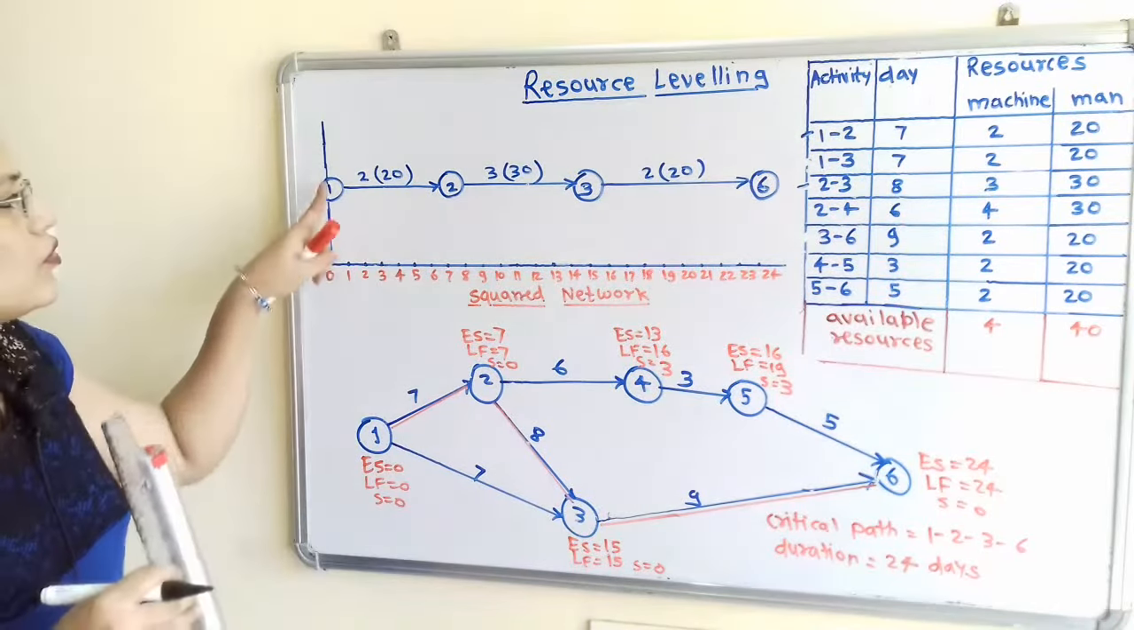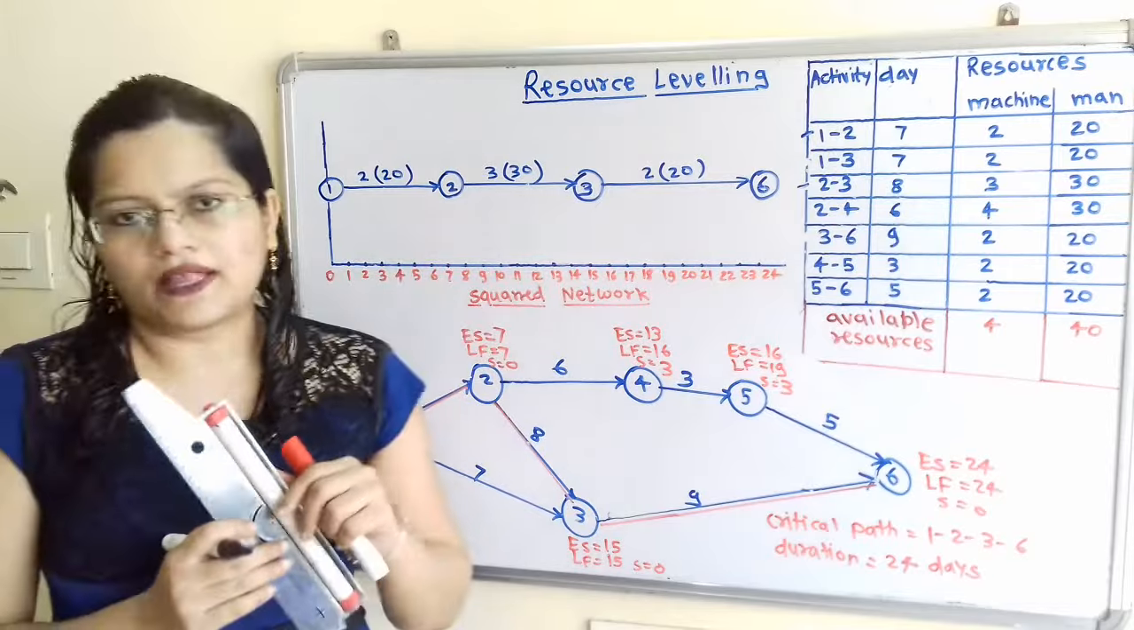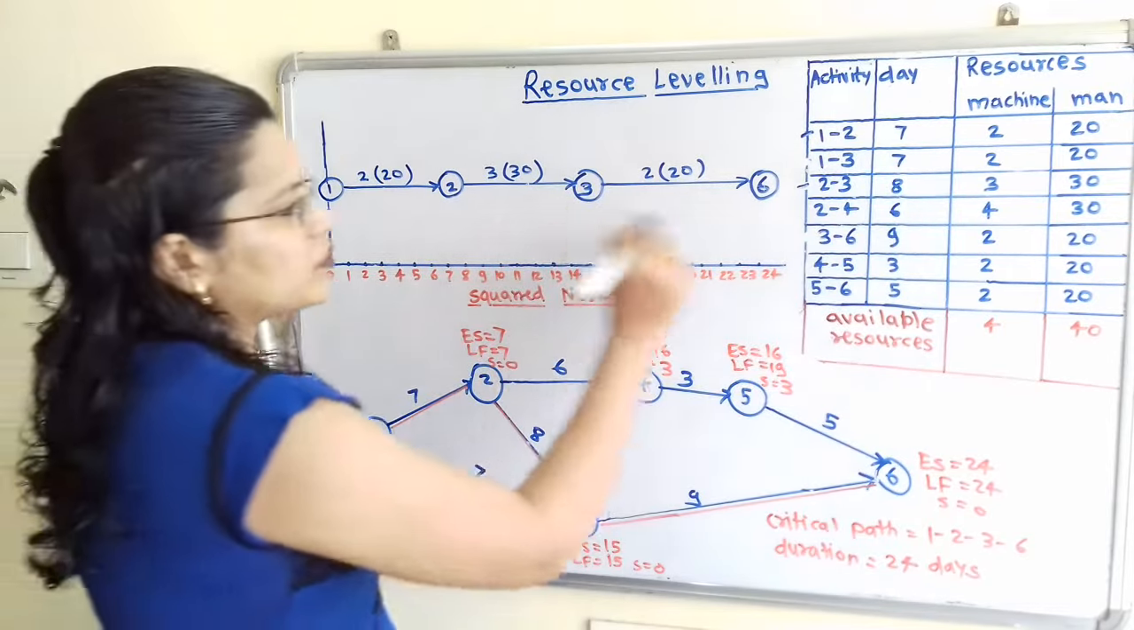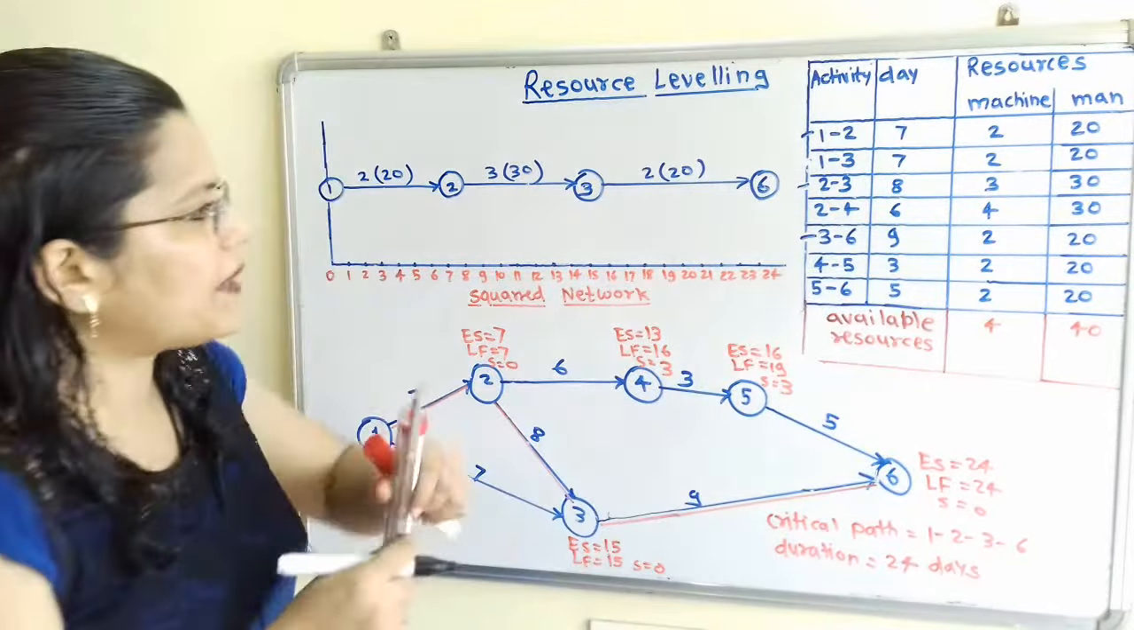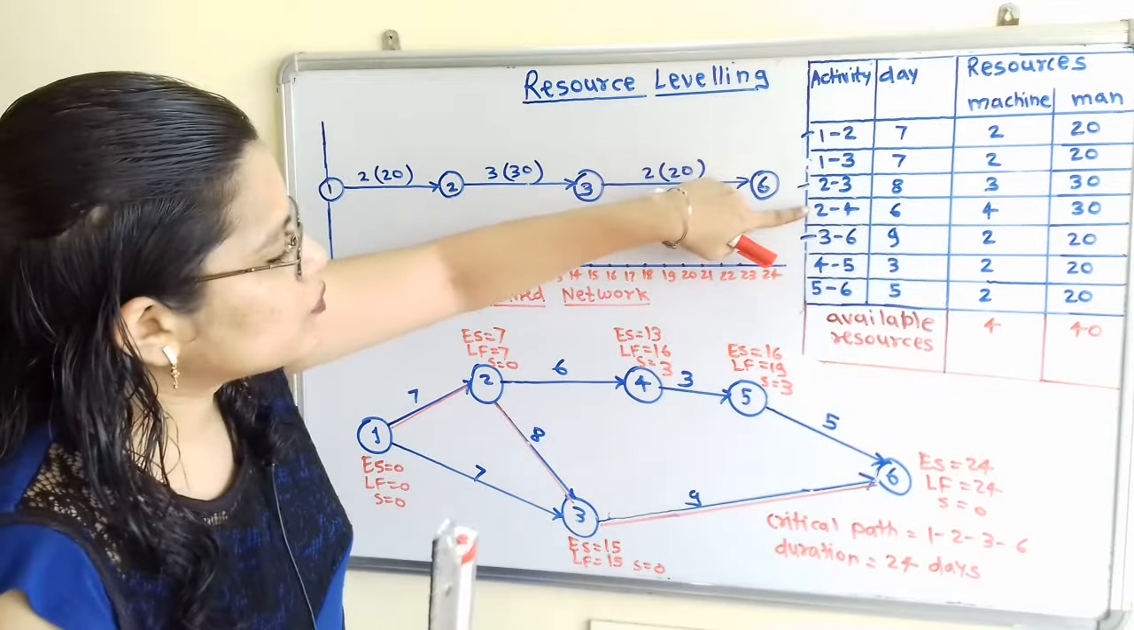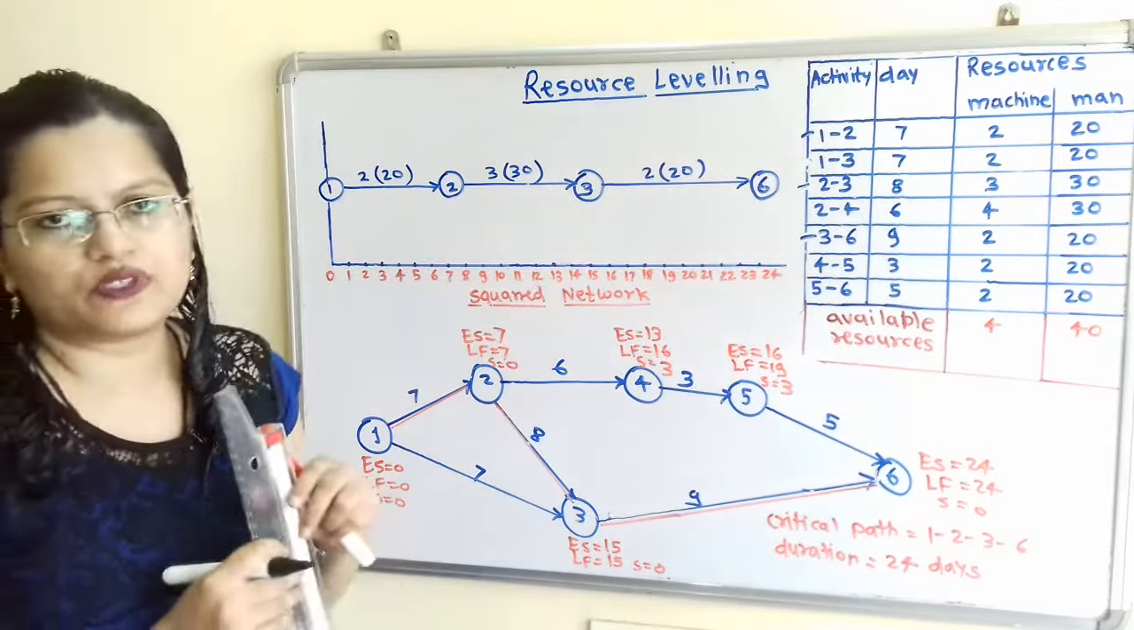Now we have to plot the remaining paths. Which are the remaining paths? So here is 3 to 6. The remaining paths are 1 to 3, 2 to 4, 4 to 5 and 5 to 6.